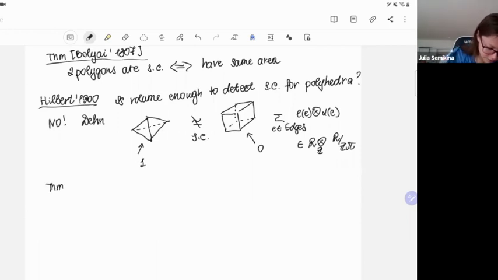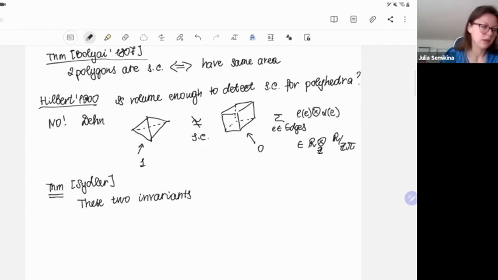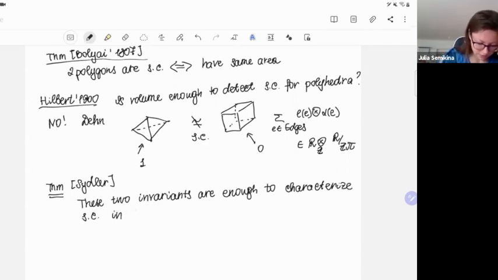So this is a theorem by Sidler that says that these two invariants, volume and Dehn invariant, are enough to characterize the Caesar congruence in R^3.